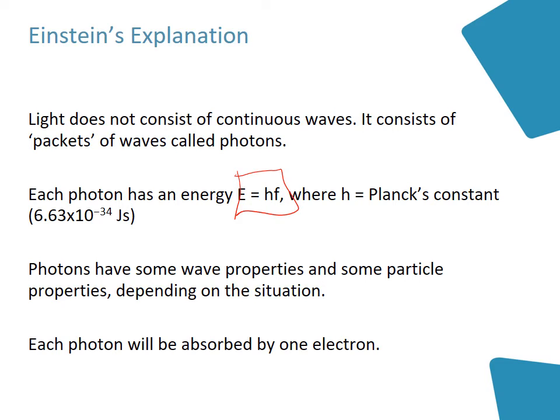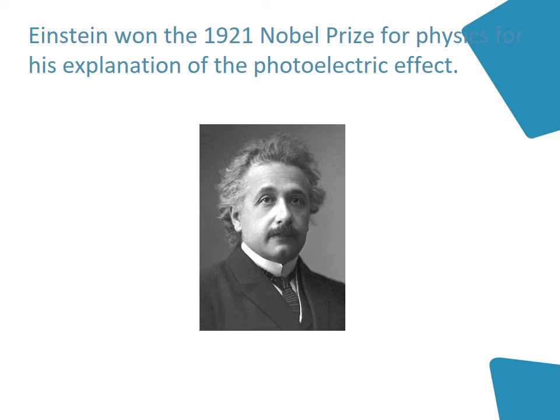He also said that each photon will be absorbed by only one single electron. So each incident photon will interact and knock out one single electron from the metal. Because this was such a novel idea that no one had thought of, and it changed the face of physics quite a lot, Einstein won a Nobel Prize in 1921 for his explanation of what's actually happening in the photoelectric effect, which was amazing.